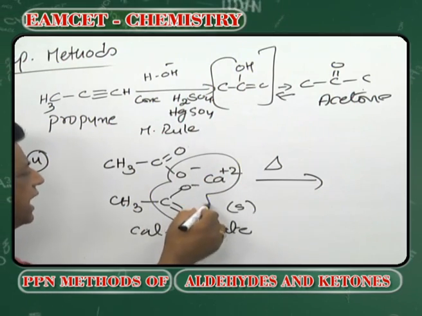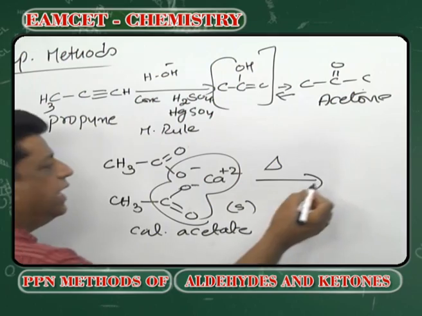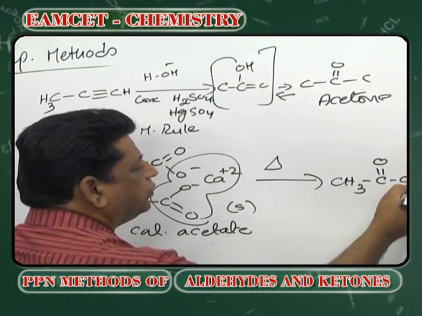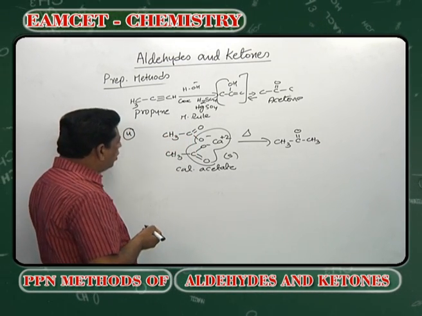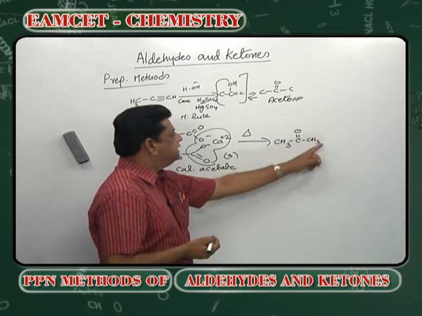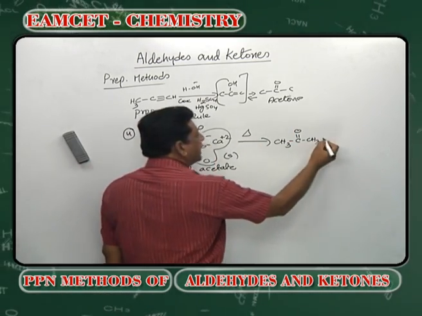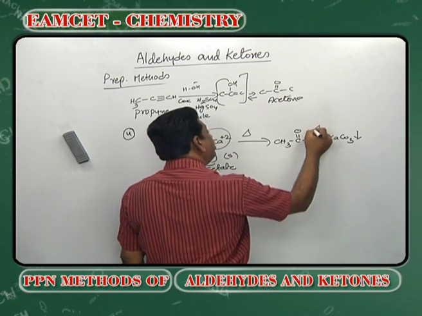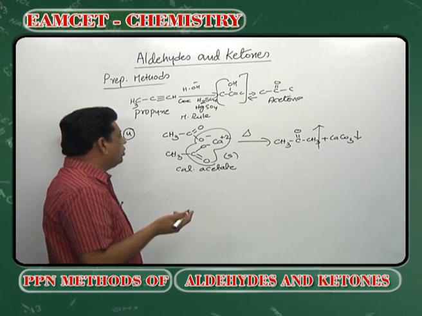In fact, calcium carbonate is formed. The CH3CO and the CH3 join up and you get acetone. So this method is useful for the preparation of ketones. Whatever the long chain, you will get chains on this side and that side, and a ketone will be formed. In the flask, calcium carbonate will be left over. The ketone has a lower boiling point, so it will be distilled out.